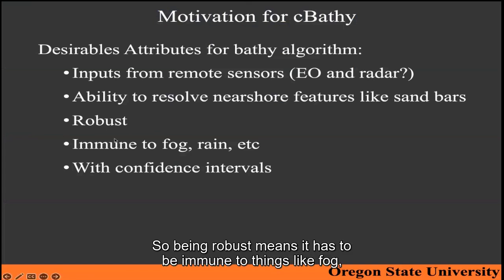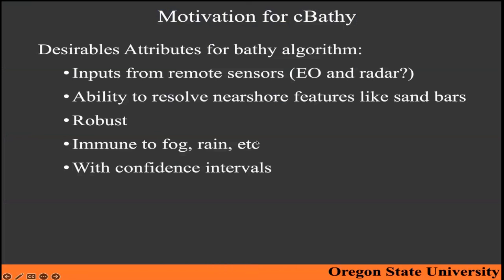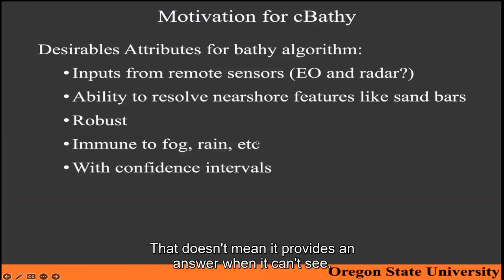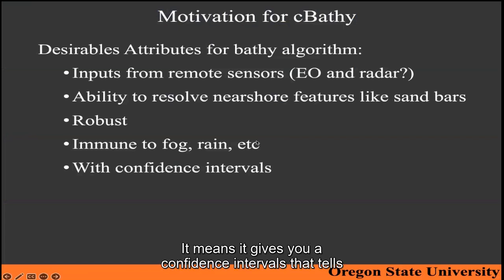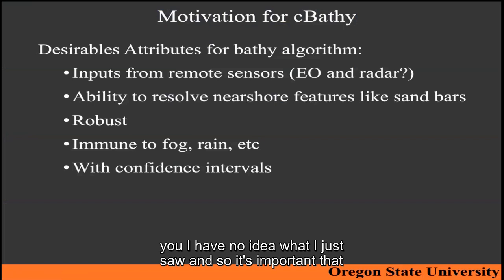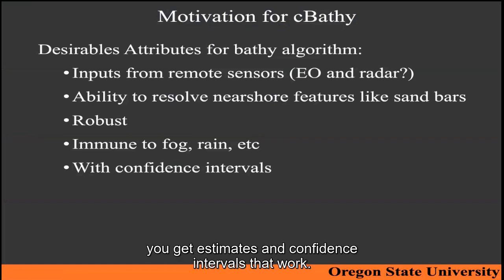So being robust means it has to be immune to things like fog, rain, etc. That doesn't mean it provides an answer when it can't see. It means it gives you confidence intervals that tell you, I have no idea what I just saw. And so it's important that you get estimates and confidence intervals that work.